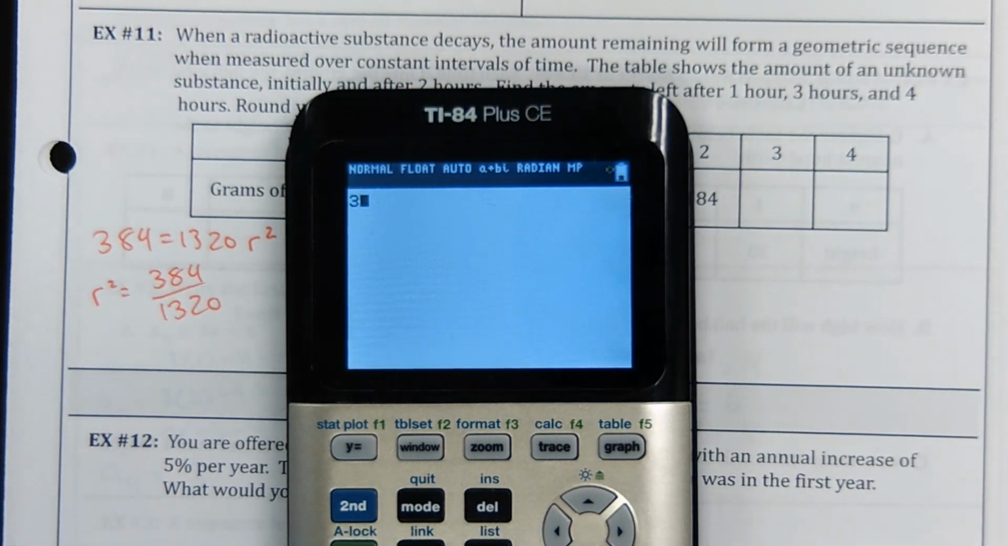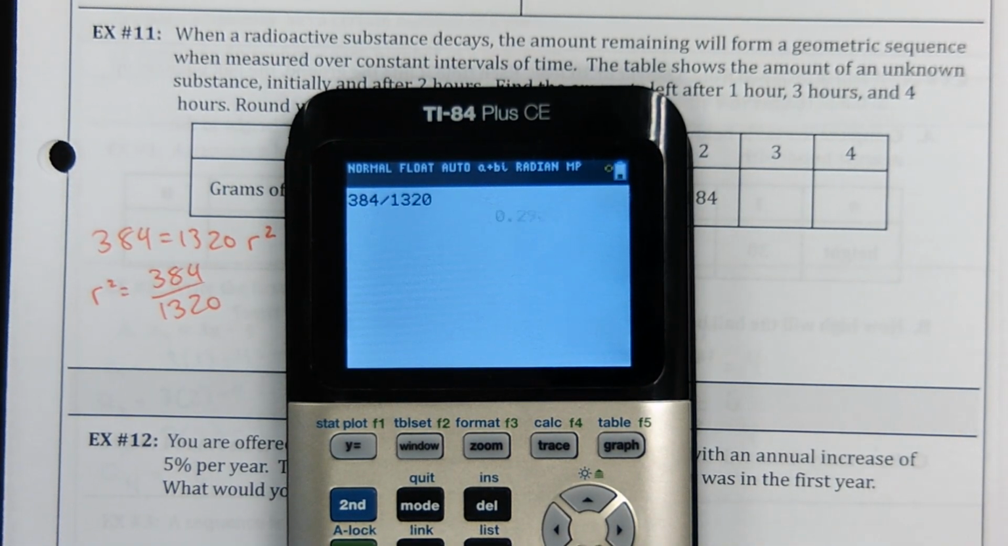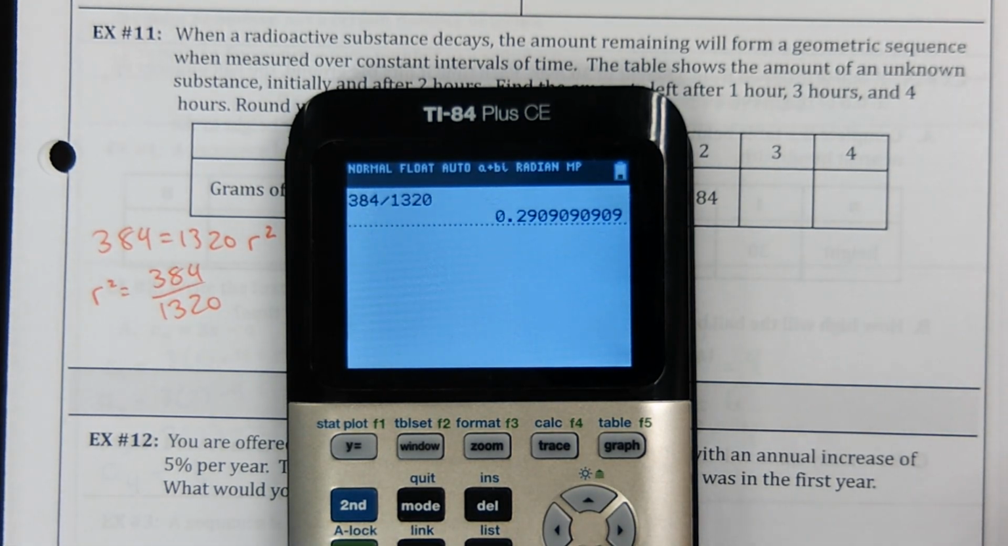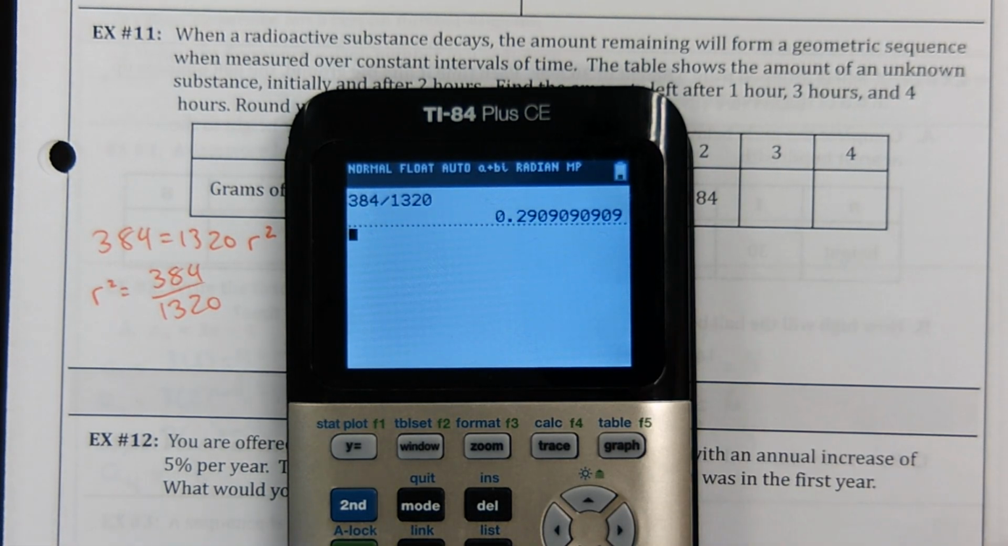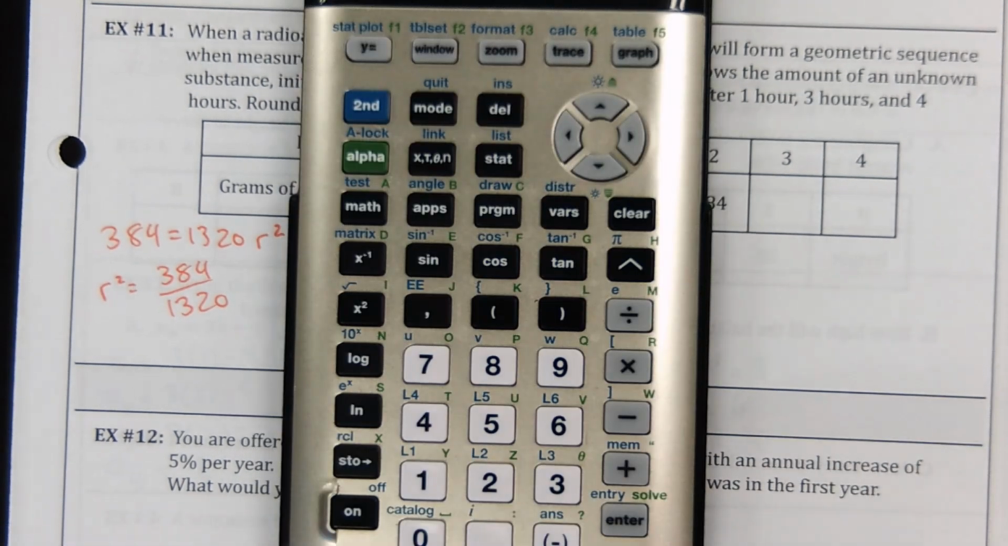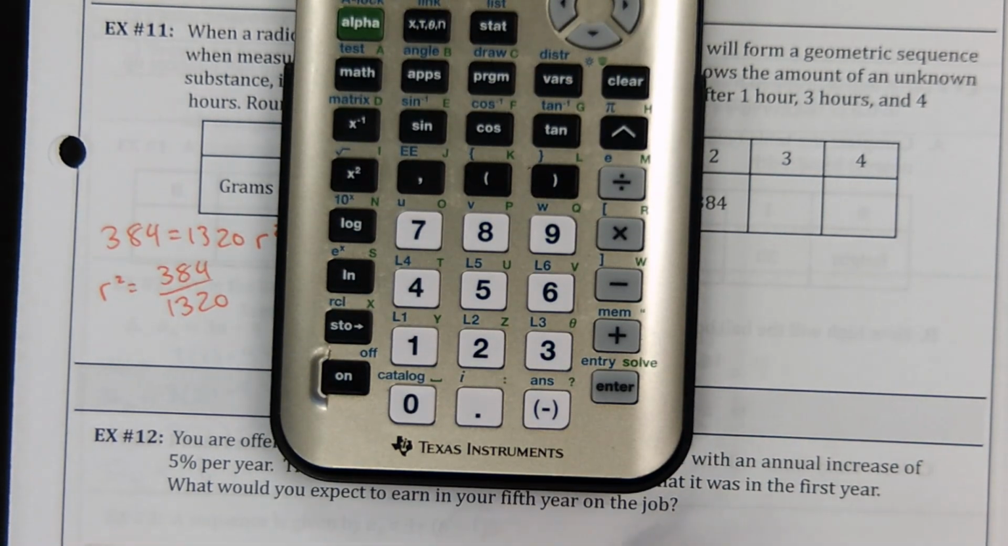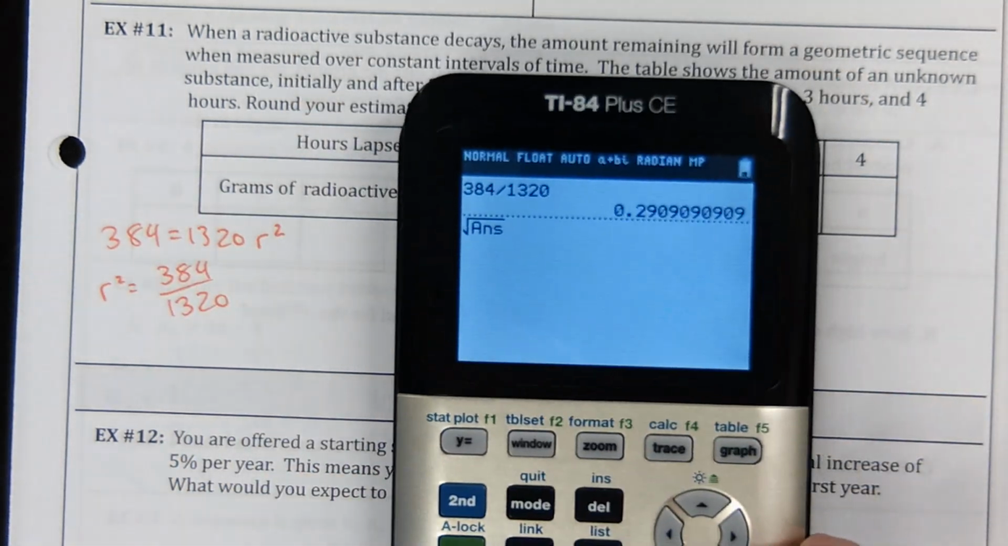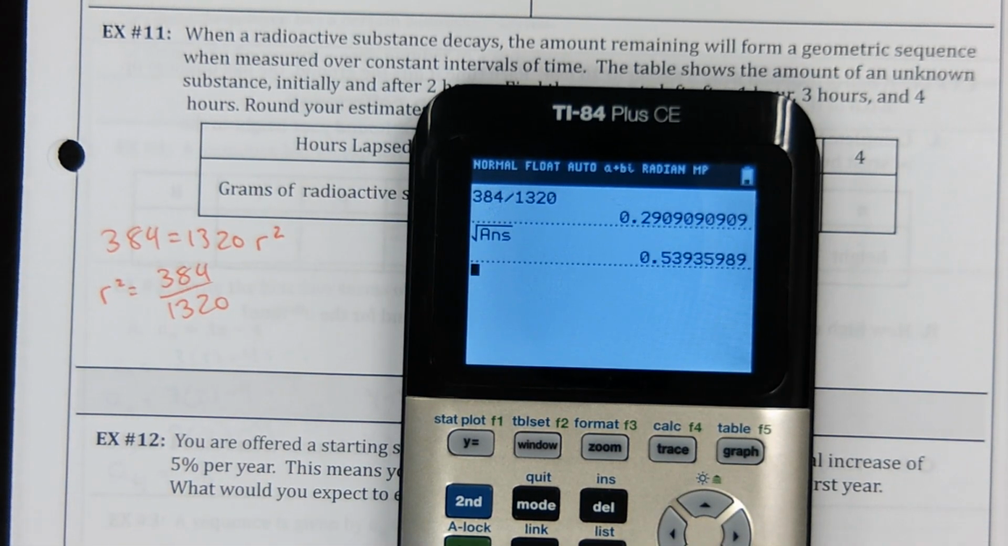I hope it's pretty. Poop. It's not pretty at all. That's what r squared equals. And so to get r alone, I take the square root of that. You guys know about second answer? So copy and paste the last answer you just did. It's right there. And hit enter. Ooh! Okay, r is even worse. To 3 decimals, r is 0.539.